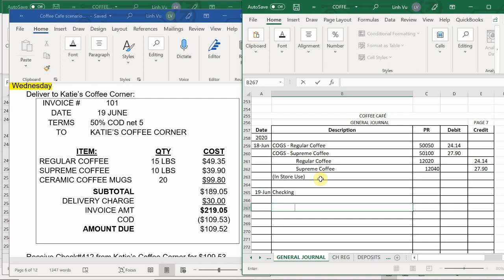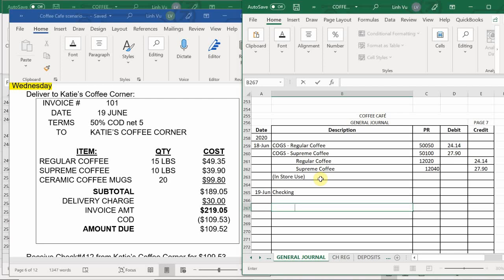All right. Let's take a look at this invoice real quick, okay? So in this case, this is what we sold to them. We sold them 15 pounds of regular coffee and 10 pounds of Supreme coffee and 20 ceramic coffee mugs. We charged them $30 for delivery. So that's their total amount that they owe me, $219.05. But what is this COD? And then what is this amount due?